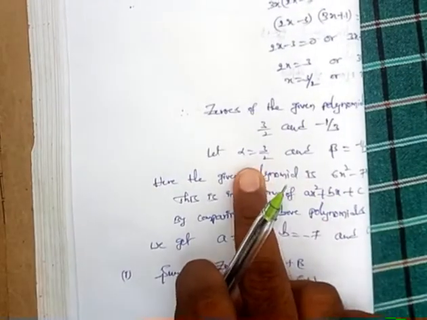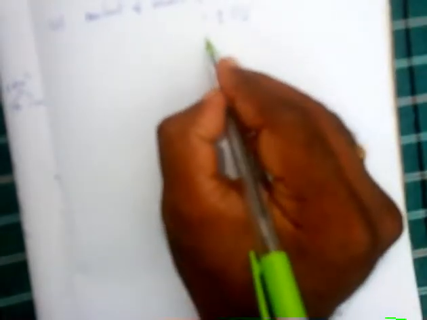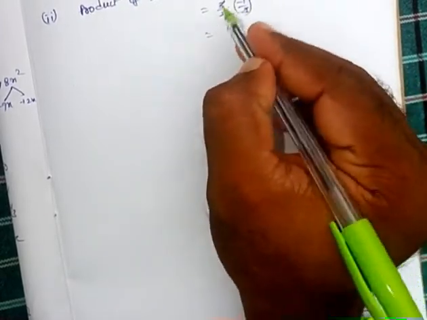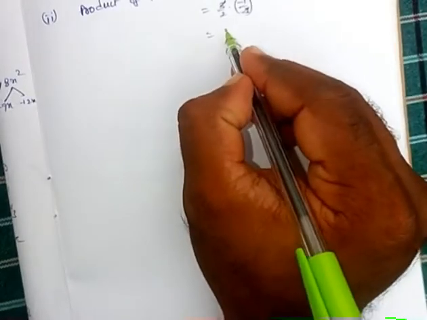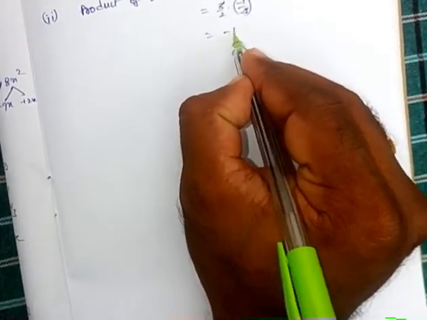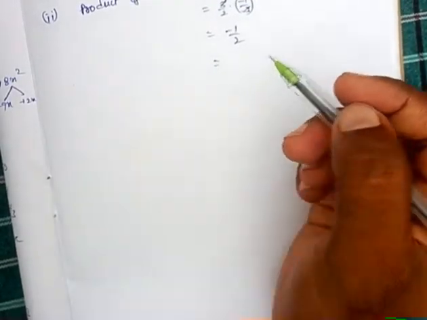What is alpha here? Alpha is 3 by 2 and beta is minus 1 by 3. So substitute these values in the places of alpha and beta. Alpha equal to 3 by 2 and beta equal to minus 1 by 3. Here 3 get cancelled, because one 3 is in the denominator and one is in the numerator. That's why these two values get cancelled. So the remaining value is minus 1 by 2, and you can write this in the form of c by a.